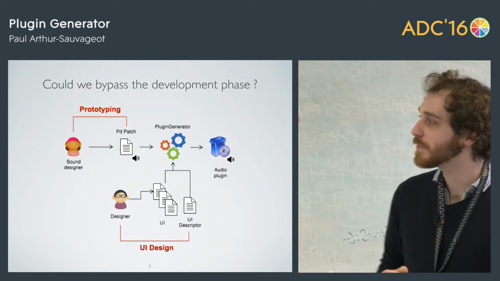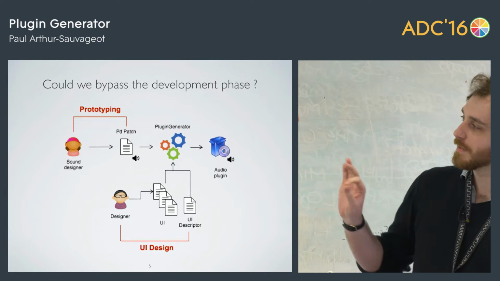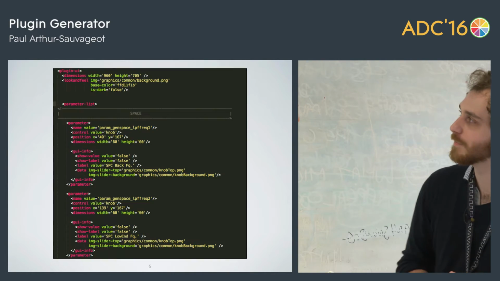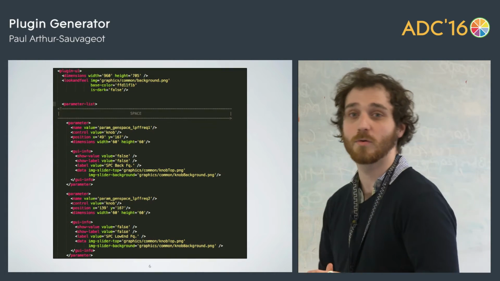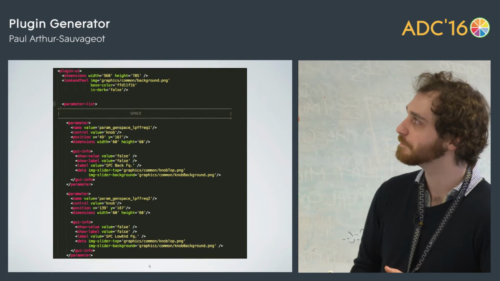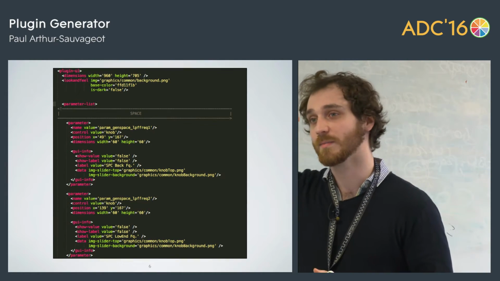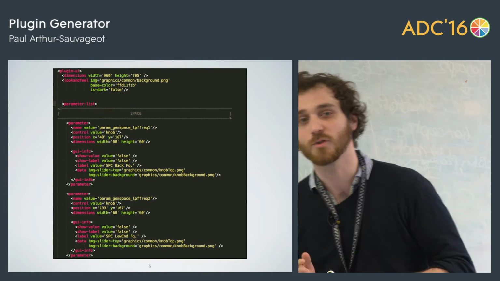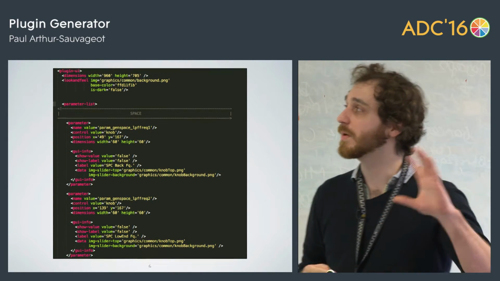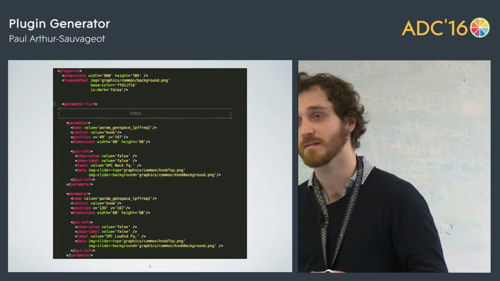So obviously, for it to work, we had to add a little task for the graphic designer: he has to write a little description file for the user interface to allow plugin generator to generate a nice user interface and not something completely random. So as you can see, it's just a simple XML file. It's really easy to write. You don't need to be a developer to do it. It just says where the buttons are on the user interface, which image to use, what are the dimensions, things like that.